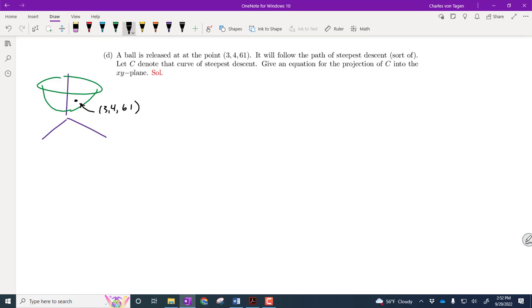Well, we're going to project this down. We're going to go down into the domain space, where we've got (3, 4). We'll compute the gradient, which will tell us where the ball will start rolling. Then we'll step in that direction, recompute the gradient, and step in that new direction. That's going to give us a path in the domain space.